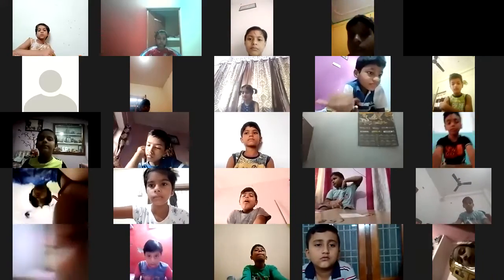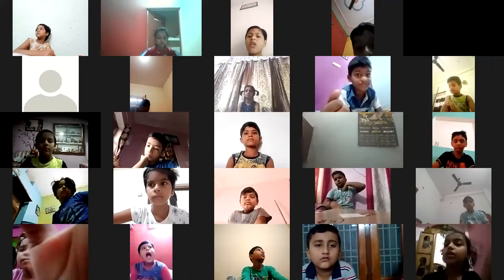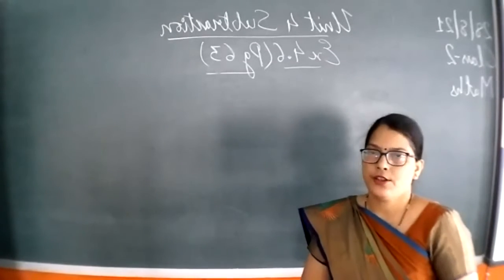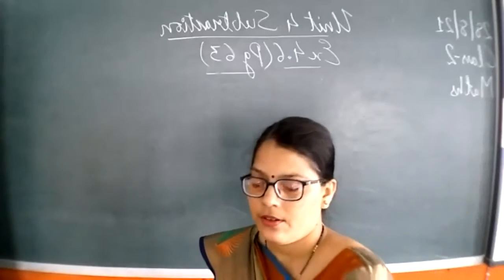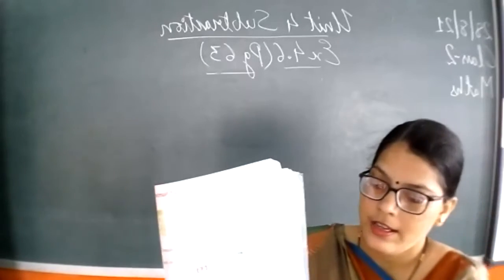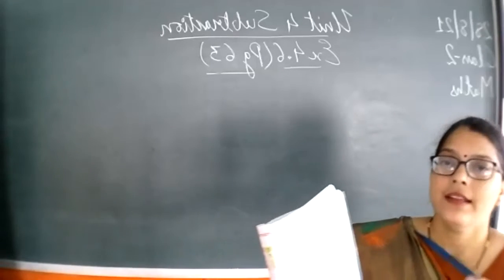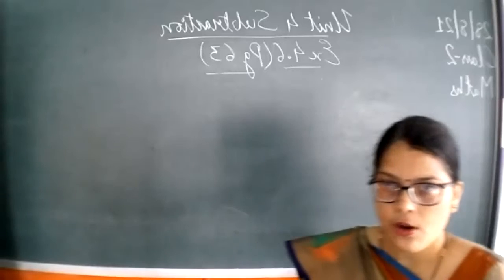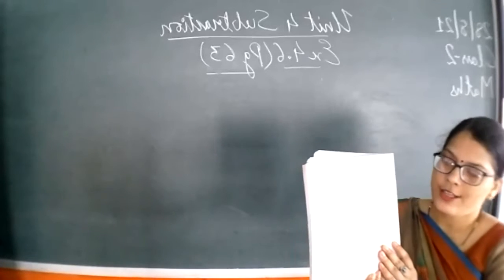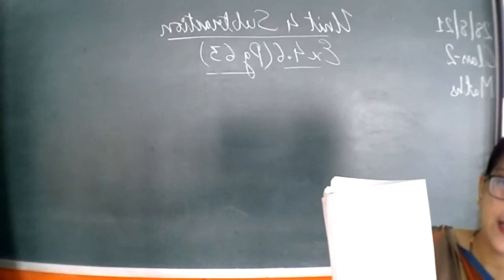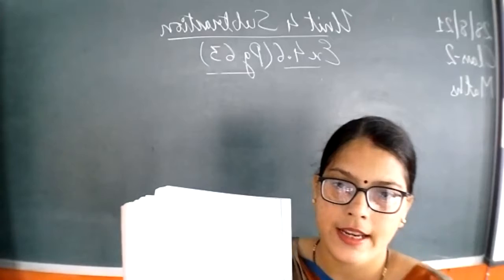Let's start the class. So, children, in the previous class, we did exercise 4.5. What is given in 4.5? In this, we have done the subtraction with regrouping, that is, subtraction with borrowing. Now today we are going to do exercise 4.6, which is given on page number 63.